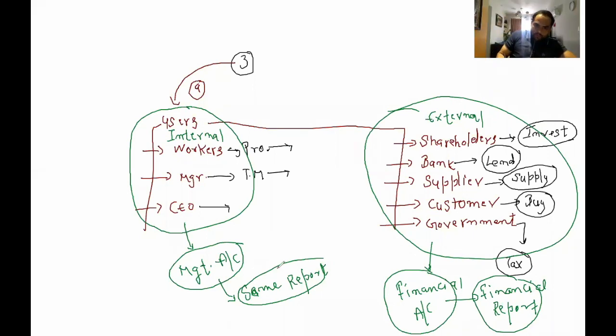Now, what kind of reports does the management accountant prepare to provide information to internal users, right? These reports involve management accounting reports by function, right? By function, and by behavior.